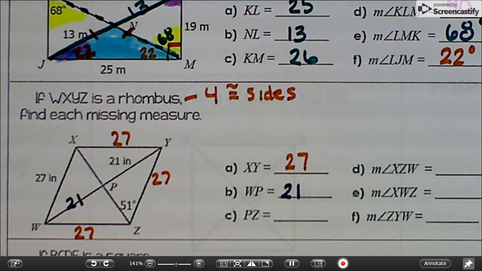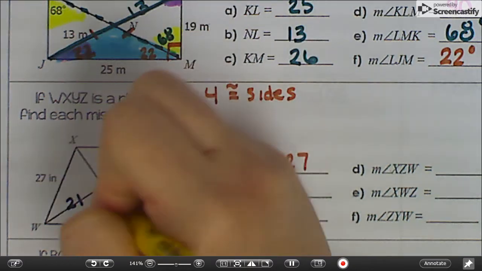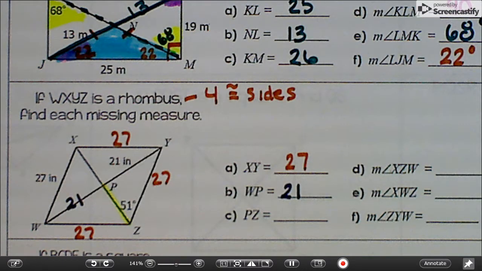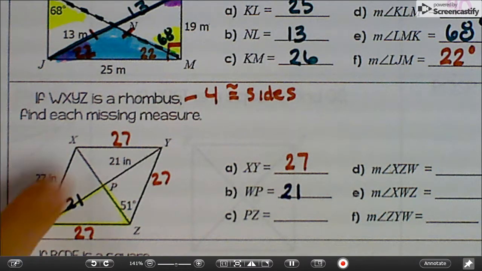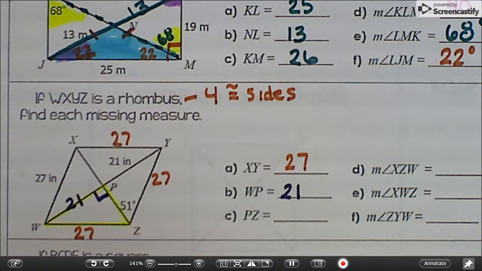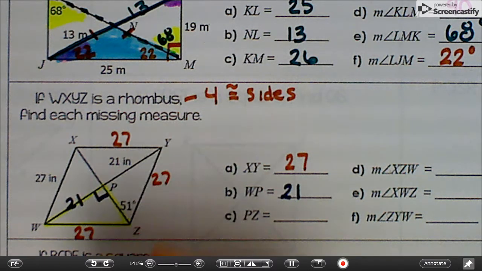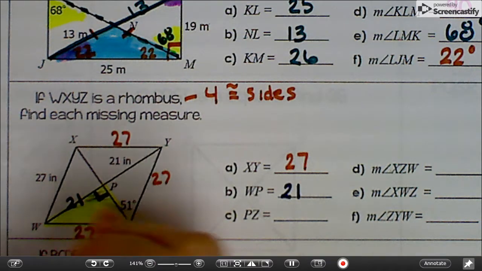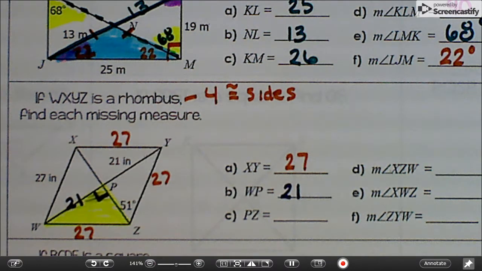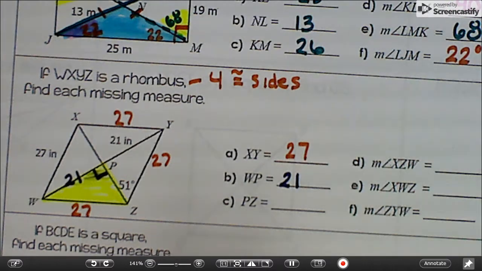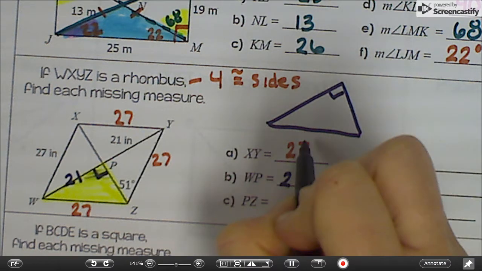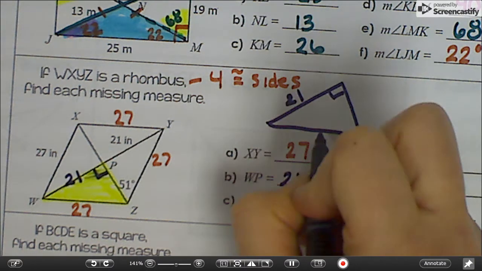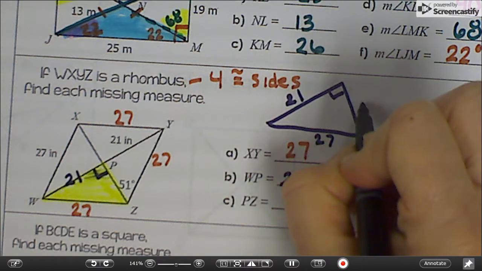And then we have PZ, which is kind of confusing because here's PZ over here, and we don't have any way to indicate its measurement. There's nothing here, and that's it. But in a rhombus, diagonals are perpendicular, and that creates 4 right triangles. There's one right there. I'm going to redraw it up here so you can see what we're dealing with. We basically have a right triangle. This side is 21, this side is 27, and we want to know that side.